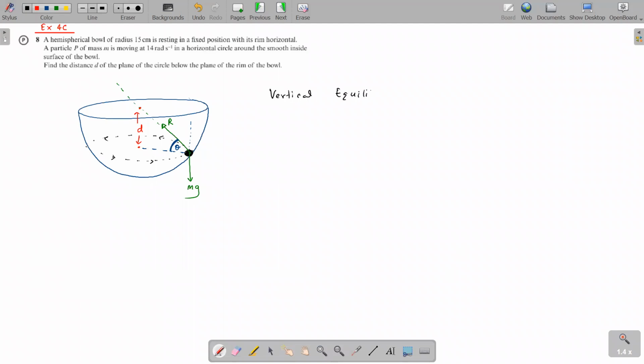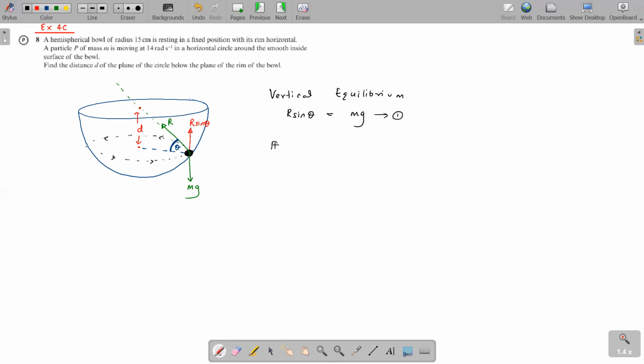Considering vertical equilibrium, guys, what do you see? mg is acting vertically down, so you can resolve R upwards. When you resolve, you get R sine theta, according to the way I marked theta over here. So this is capital R sine theta. Capital R sine theta should be equal to mg, right? So this is the first equation.